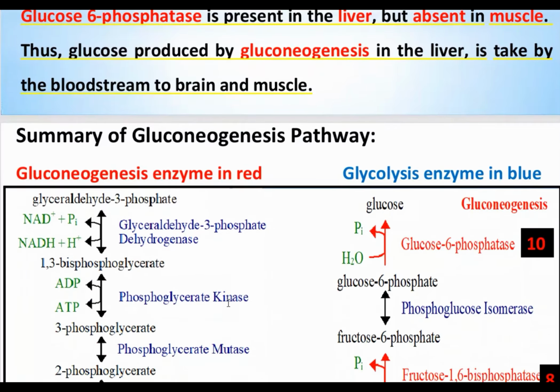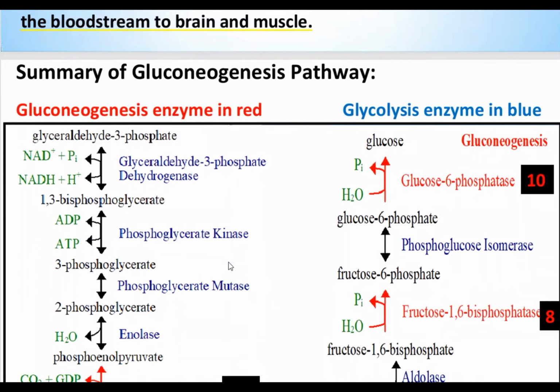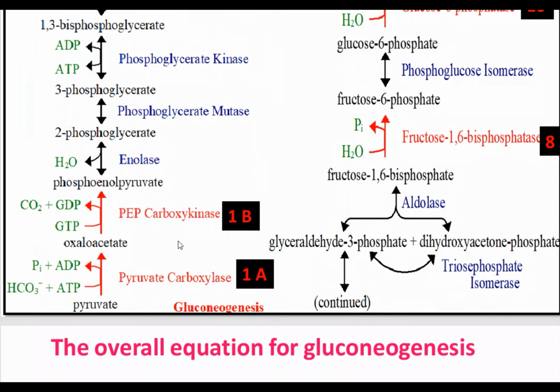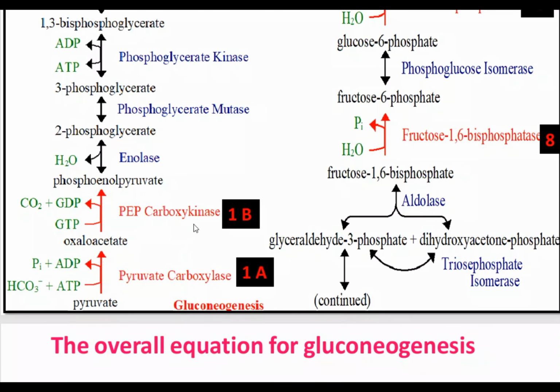So the summary of the gluconeogenesis pathway is that here the red color shows the enzymes of gluconeogenesis, and the blue color shows the enzymes of glycolysis. So in this way, we see phosphoenolpyruvate carboxykinase forms phosphoenolpyruvate from oxaloacetate, and this oxaloacetate also comes from pyruvate, by the pyruvate carboxylase enzyme.